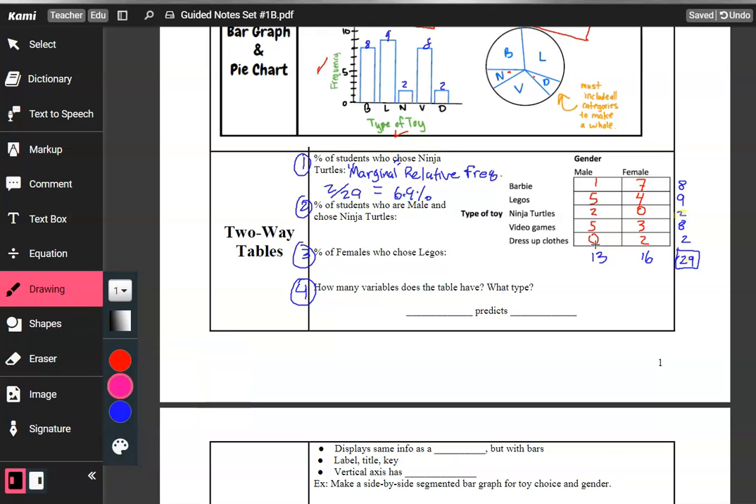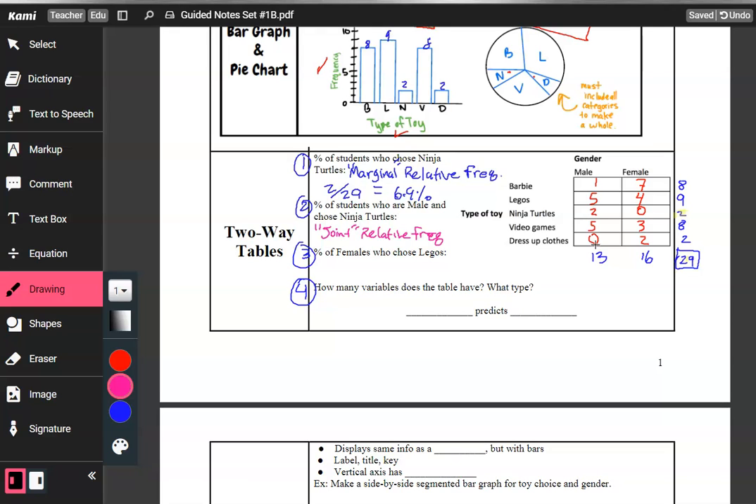Next is number 2, the percent of students who are male and chose Ninja Turtles. This is an example of joint relative frequency. So under joint relative frequency, it's talking about the numbers inside. Okay, the numbers inside.